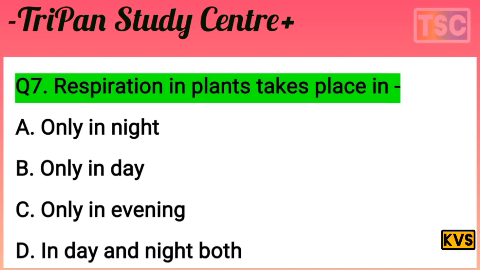It means option D is correct here, in day and night both, because respiration in the plant takes place all the time. The reason is that respiration is a biological process used to release energy from organic compounds, which is used to carry out various physical activities. So option D is correct.